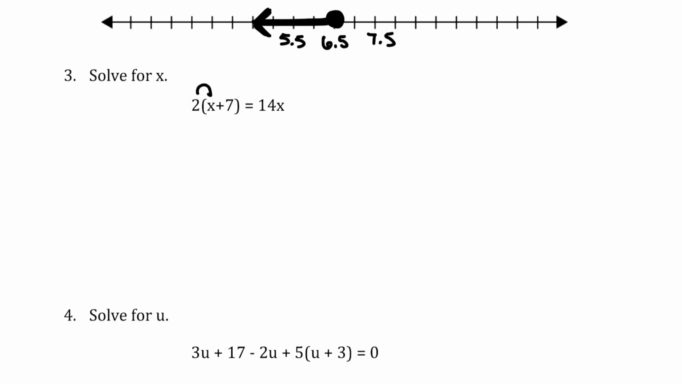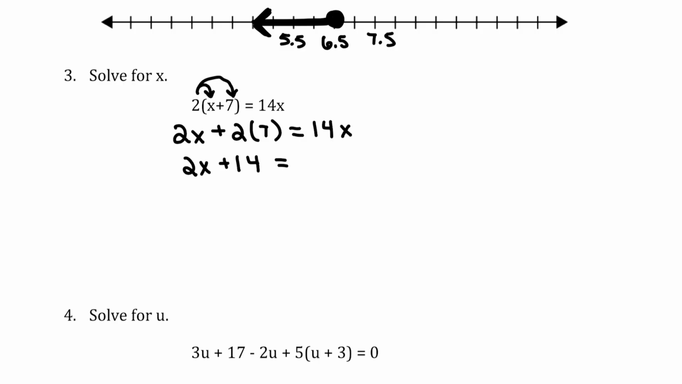We need to distribute this 2 onto this x and this 2 onto this 7. So 2 times x is 2x, plus 2 times 7. I'm going to even break it down like this, is equal to 14x. Going to bring it down and simplify. 2x plus 14 is equal to 14x.